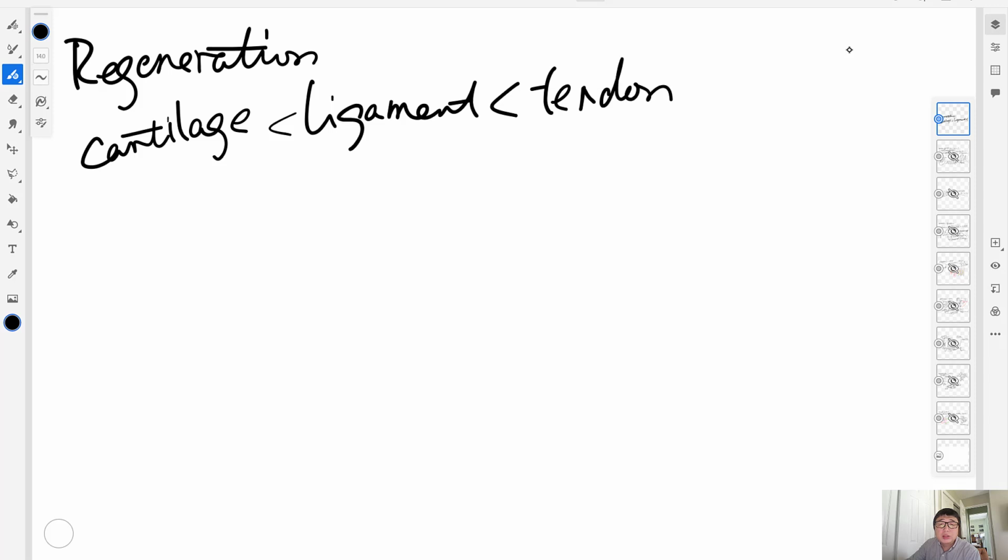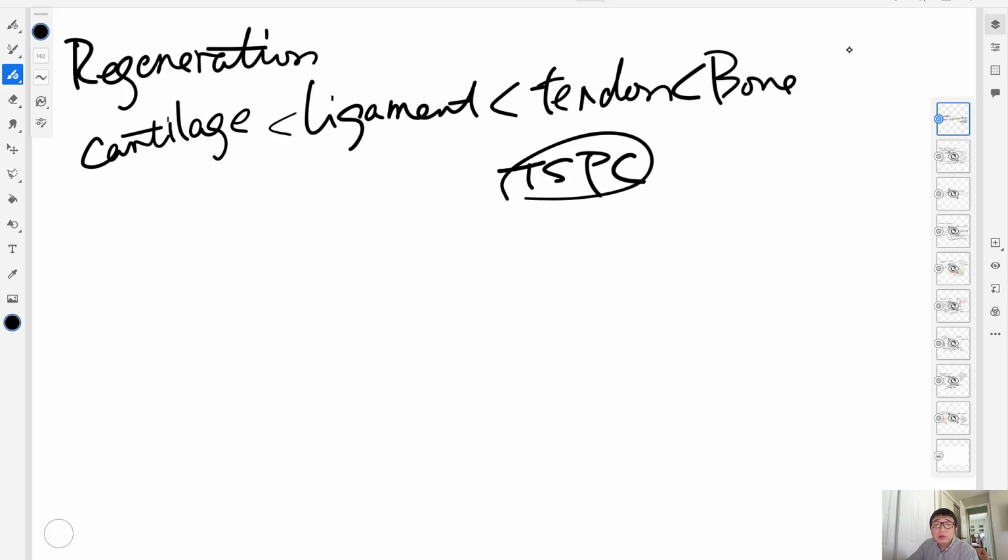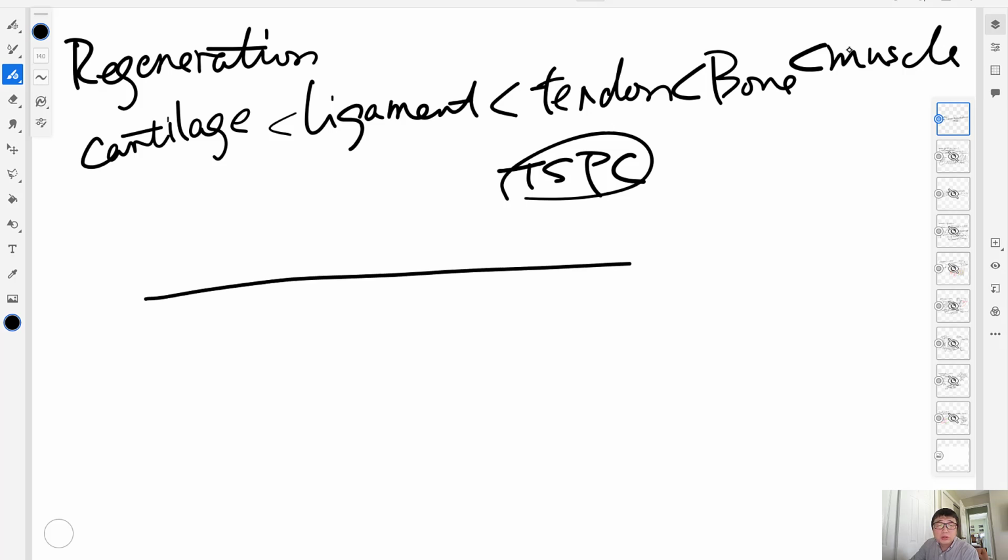Tendon has what are called tendon stem progenitor cells. These cells may promote regeneration, which makes it a little bit better than ligaments. And bone is much better than tendon, ligaments or cartilage. And what's the best? Muscle. Muscle regeneration is superior.